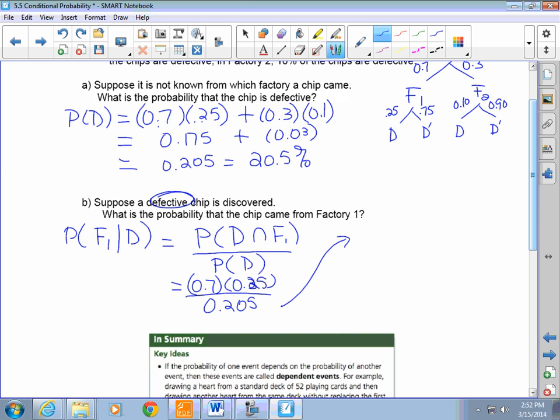I'll finish this up here. So this is equal to 0.8537. So that is 85.37%. So the probability that they were defective and came from factory 1 was 85%.